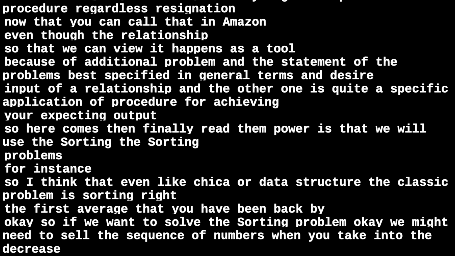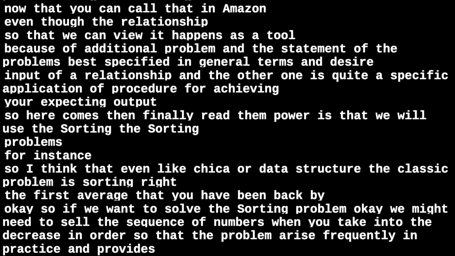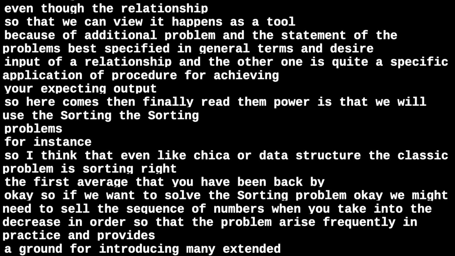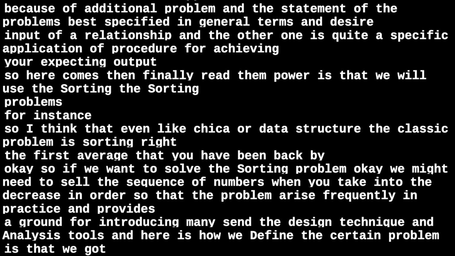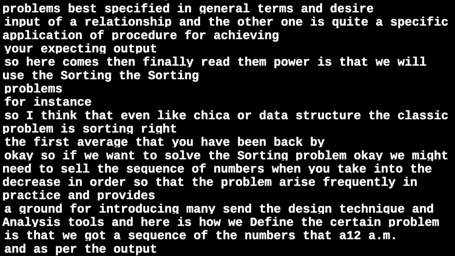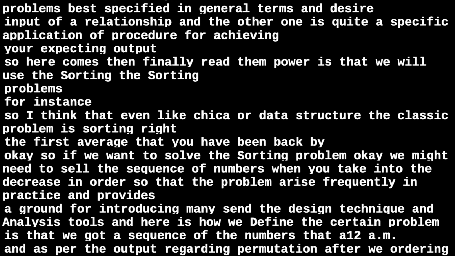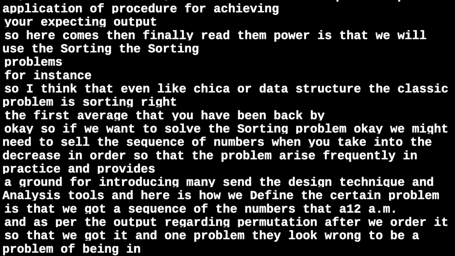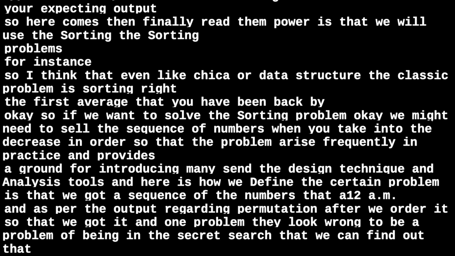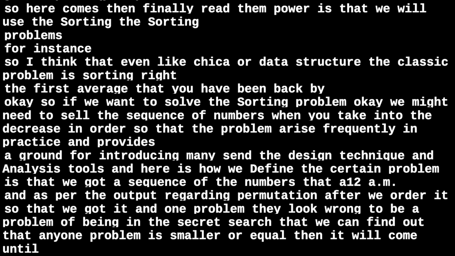the decreasing order. This problem arises frequently in practice and provides a ground for introducing many standard design techniques and analysis tools. And here is how we define the sorting problem. We get a sequence of n numbers, like A1 to AN. As for the output, we get a permutation after reordering, A1 prime, A2 prime to AN prime of the input sequence, such that A1 prime is smaller than or equal to A2 prime, up to AN prime.